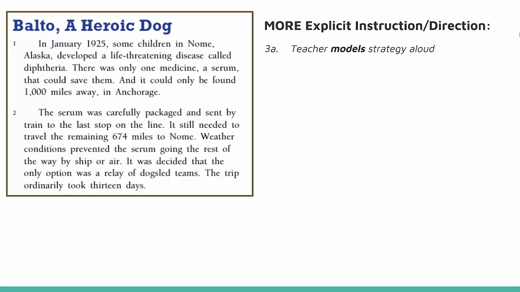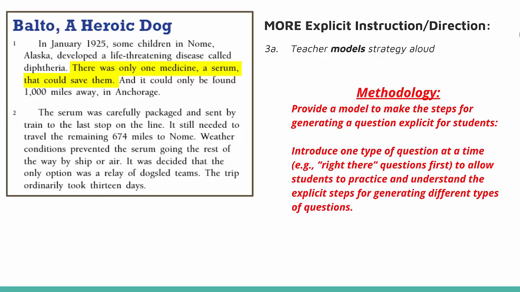I'm going to show you how to answer a right there question that can be answered by using information found in the passage. I notice that there is a lot of action surrounding the serum. I think this might be important. I'll make a right there question. The text tells here what the serum is, so I'll make a question about that to make sure I can remember. This step will help provide a model to make the steps for generating a question explicit for students.